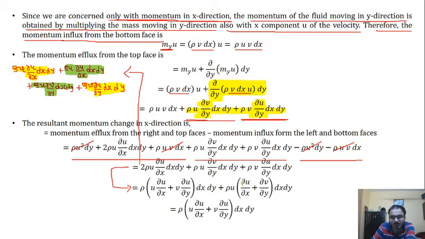Why? Because if you recall, this portion is nothing but the case of continuity equation, which equates to 0. So this second term will vanish and we will be left only with the first term.